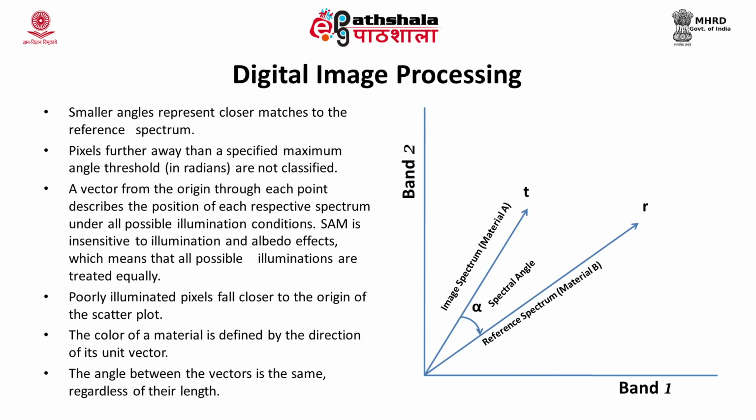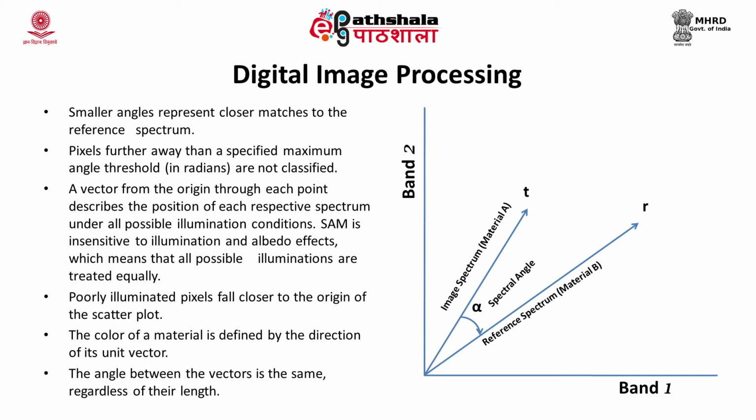So, here in this picture you can see you have two different bands, band 1 and band 2, and you have two spectra. One is the reference spectrum, that is material B, and the image spectrum is material A. So, one is your unknown, that is your image spectrum, and the known one is your reference spectrum. So, between these two, what is the spectral angle? Based on this angle, you can also get information about the lithology, the rock type.